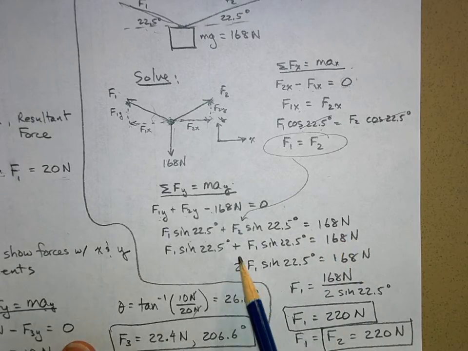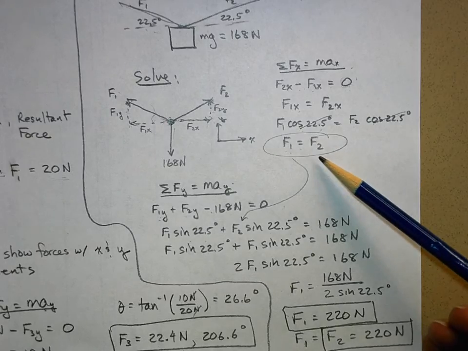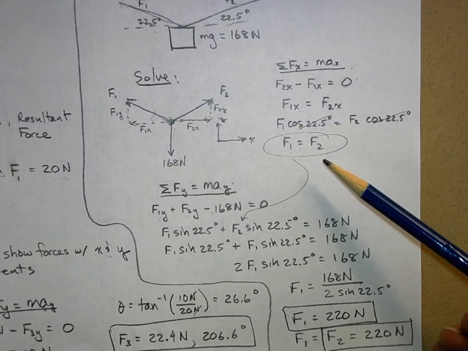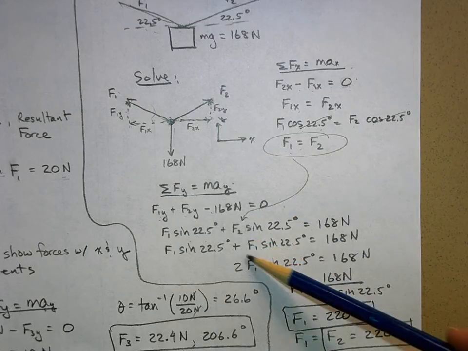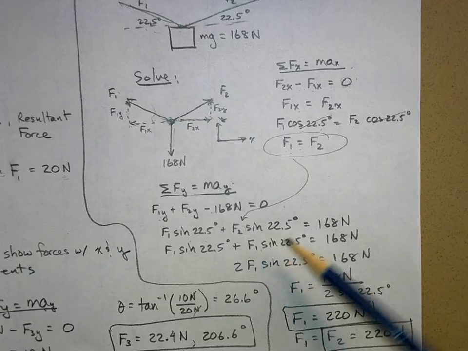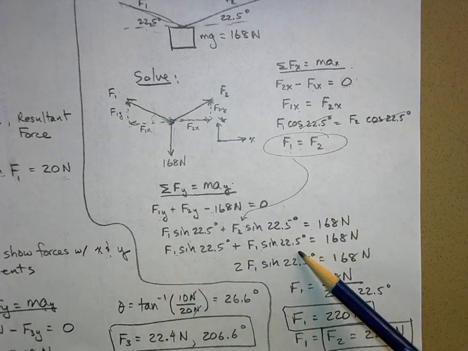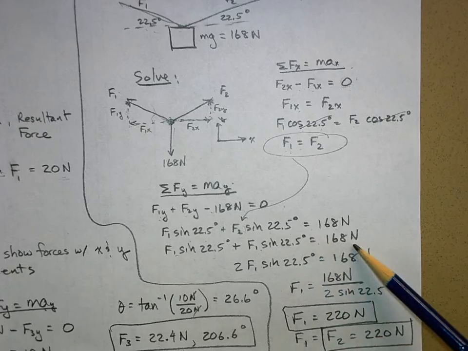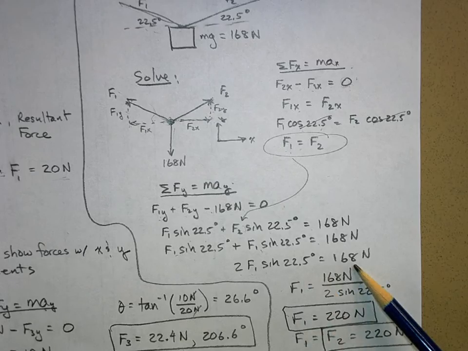But here's the deal. F1 equals F2. So this lets me do a substitution. Just say, hey, look at this F2. Let's just say that it's equal to F1. It is. And so now I've got F1 sine 22.5 plus F1 sine 22.5 degrees equals 168. Now I can combine these into 2 F1 sine 22.5 equals 168.